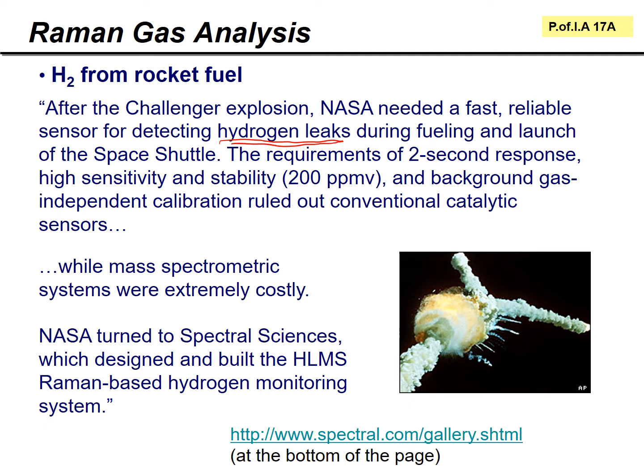That's their rocket fuel. Their requirements were they need a 2-second response. They want to be able to shut down and call off a launch within 2 seconds of a leak occurring. And they needed to be able to detect 200 parts per million by volume, they decided that was enough to constitute a leak and that launch should be aborted. And they also couldn't do any calibrations. It needed to be real time. And they ended up going with Raman. They ended up getting a Raman-based monitoring system for subsequent shuttle launches.